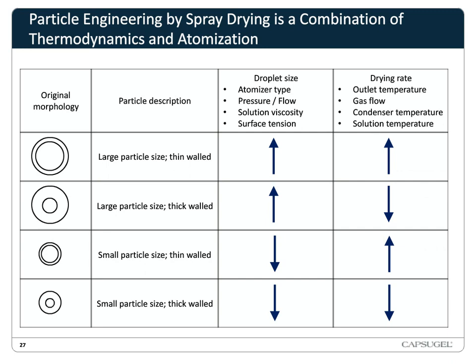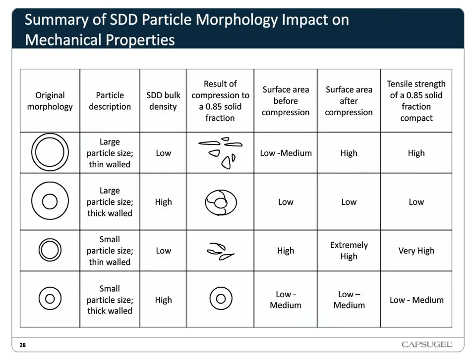And then, as you would expect, when we decrease the droplet size but use a high, fast drying rate, we get a small particle with thin wall. And if we use a small droplet size and a very low or slow drying rate, we get a small, thick-walled particle. Now we can relate these morphologies to the mechanical properties.